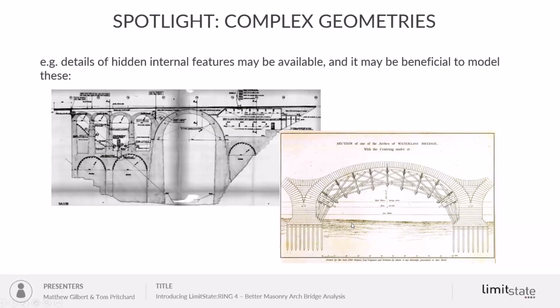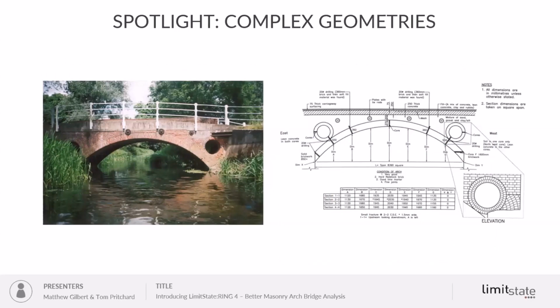So the next thing I want to focus on is modeling more complex geometries. Masonry bridges come in a whole range of different shapes and sizes. We've got the very, very complicated ones on the left here with internal arches, something a little bit more basic on the right-hand side, and perhaps something in the middle here, where we've got a relatively modest span, eight and a bit meter span, with cylindrical openings. Certainly we can use current generation tools to approximately model this kind of bridge. However, with LimitState RING 4, it's going to be possible to model this in a bit more detail.